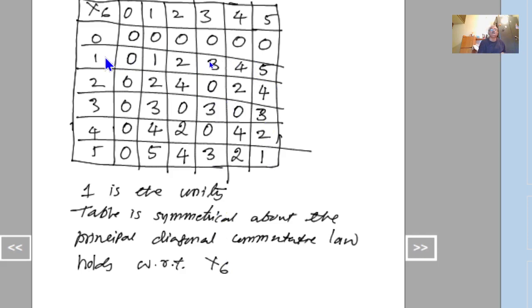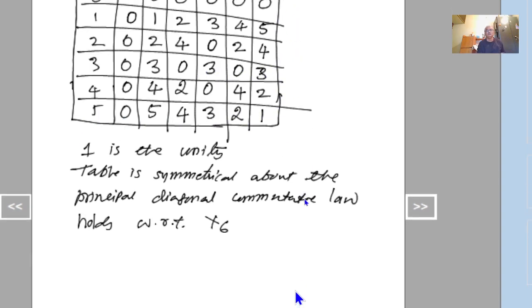To get the inverse of each element with respect to multiplication, 1 is the identity element. What is the inverse of 2? Here the inverse of 2 does not exist. I am not getting 1 here. Inverse of 3 also does not exist. Inverse of 4 also does not exist. Inverse of 5 exists here. Inverse of 5 is 5 itself. So the inverse of each non-zero element does not exist. Therefore, this is not a field.